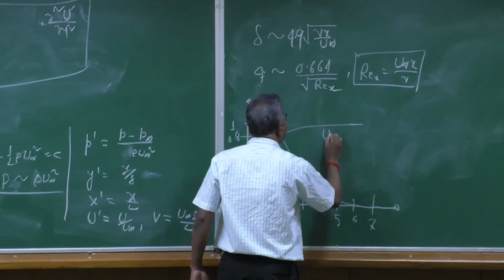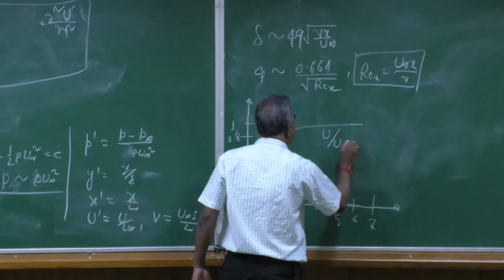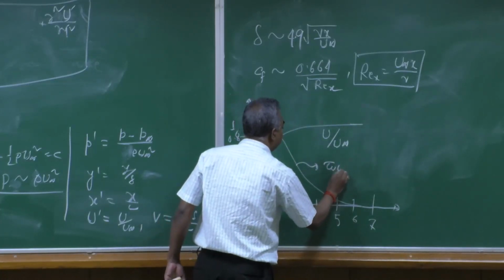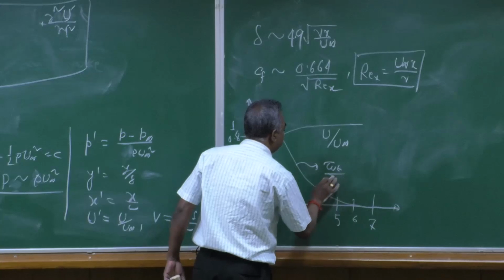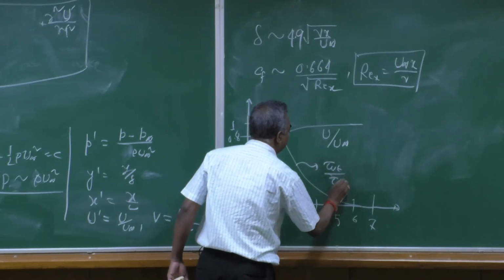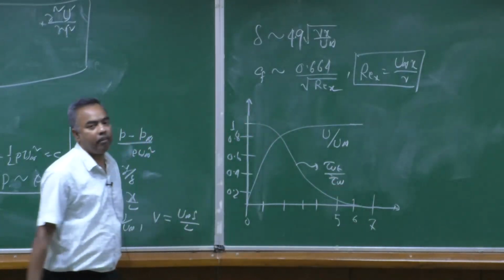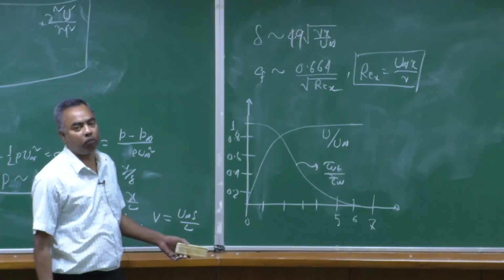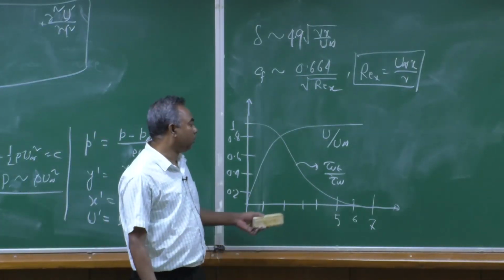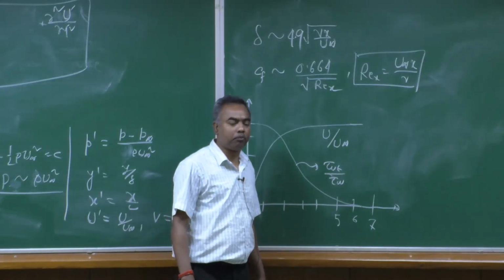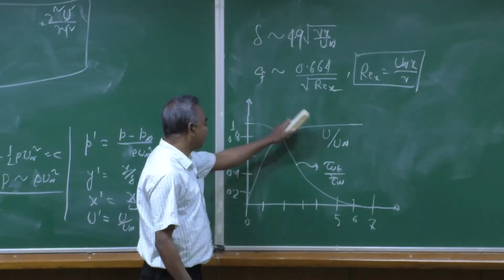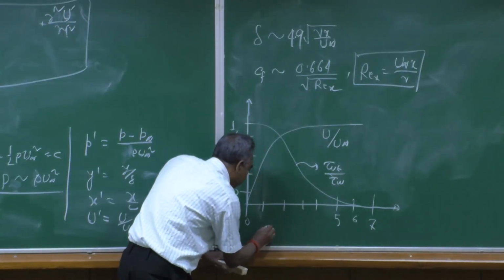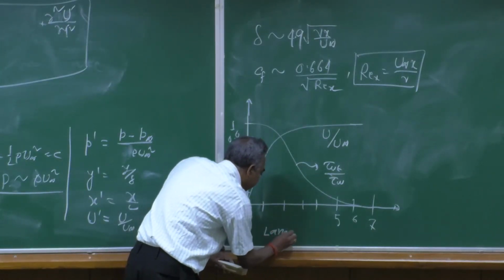So, this is basically u divided by u infinity, and this profile is tau v t divided by tau w. Here, v t means, in this particular case, the Reynolds stress part of this v t is equal to 0. So, we are only left with the viscous part. This is the variation for the laminar case.